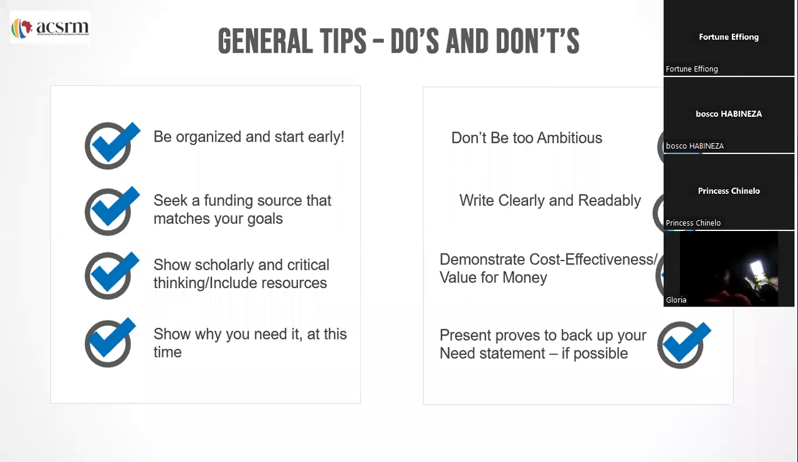I'm not sure of that. So try to make it very clear and readable. Yes, if it's a scientific article, it should be scientific, right? It should have a scientific tone, scientific terminologies probably, but not too much jargon, because it might not be reviewed by someone in that field.